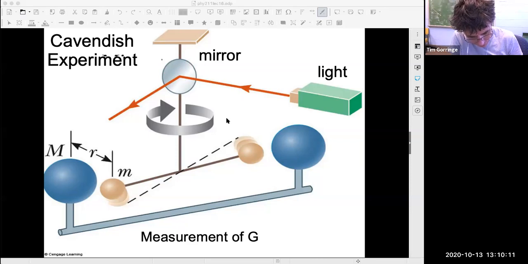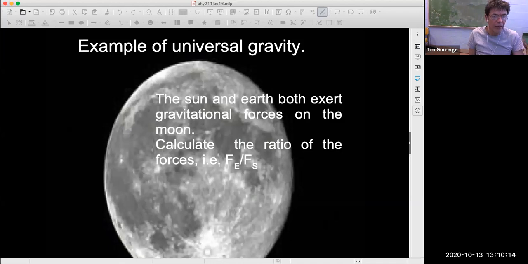Okay, let's look at an example now. Let's do a little calculation. I'm going to calculate the gravitational forces on the moon. Specifically, if you think about the moon, the moon is in orbit around the Earth, and the Earth's in orbit around the sun. There are actually gravitational forces on the moon due to both the sun and the Earth. And we're going to compare the gravitational force of the sun on the moon with the gravitational force of the Earth on the moon.